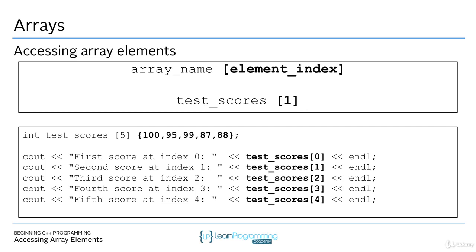In the code example at the bottom, you can see that we've declared the test scores array of 5 integers and initialized those integers. Then we have 5 output statements that each displays one of those array elements. Remember that array subscripting or indexing starts at 0, so the first element of an array is at index 0.